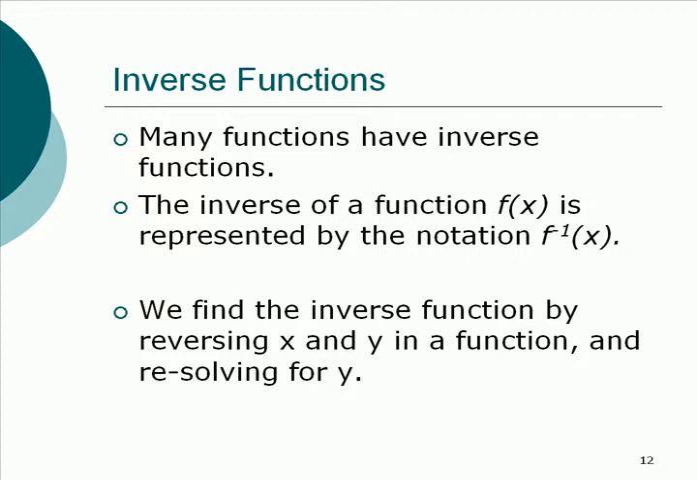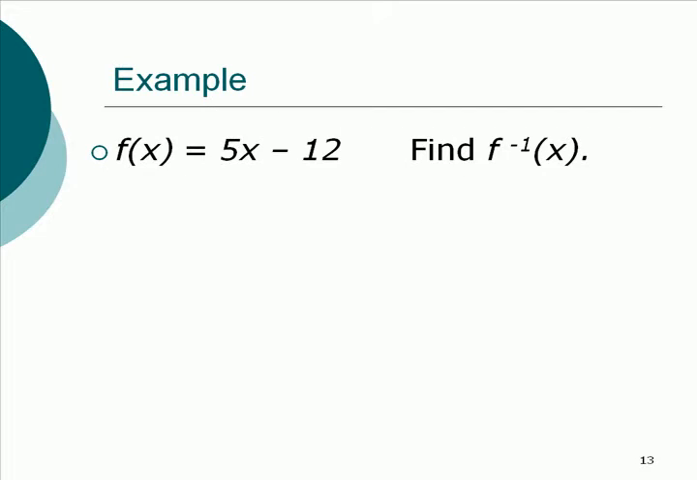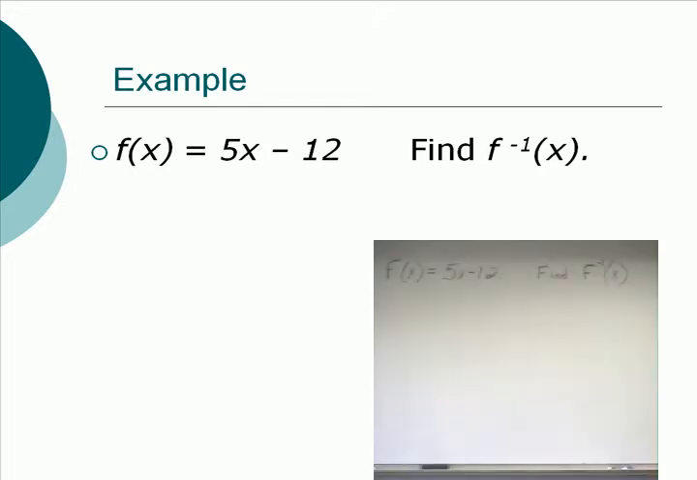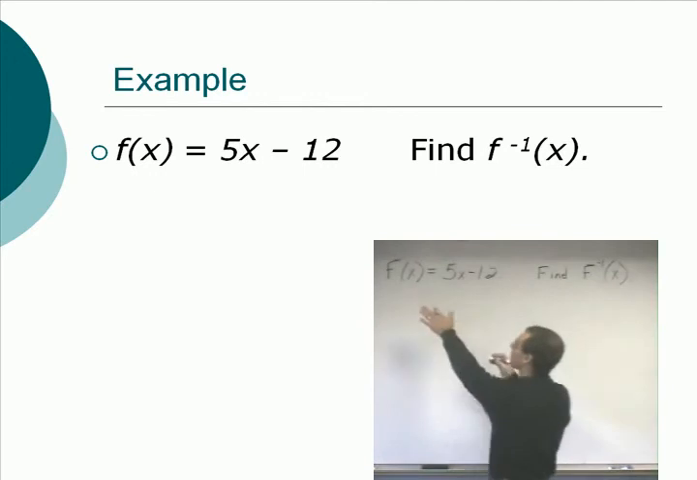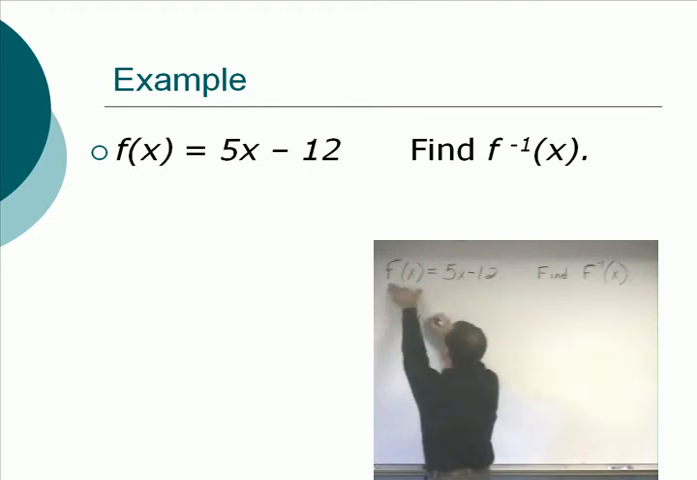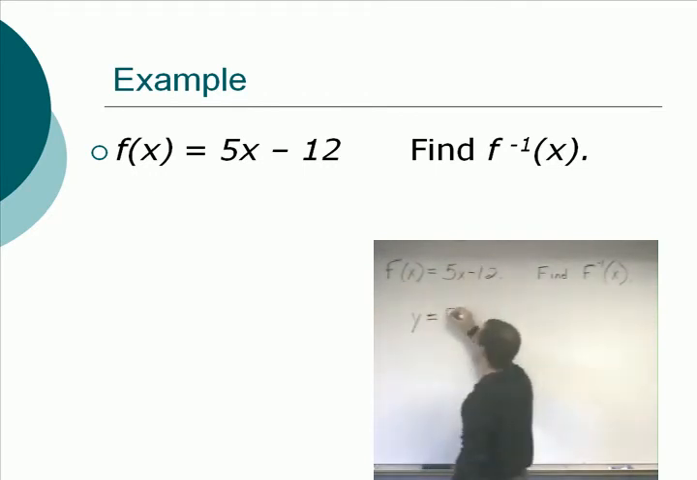So let's do an example. Let's suppose our function is f of x equals 5x minus 12. The first thing you do is rewrite this, get rid of the name f, and put in y. That makes life easier. Remember, this is always just taking the place of y. It's just giving it a name. So f of x equals 5x minus 12 is really just saying y equals 5x minus 12.